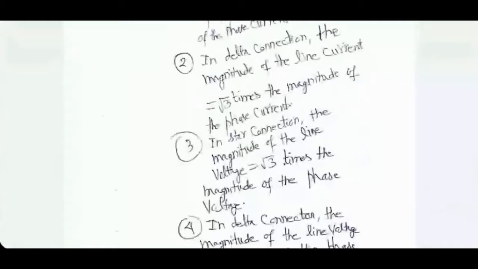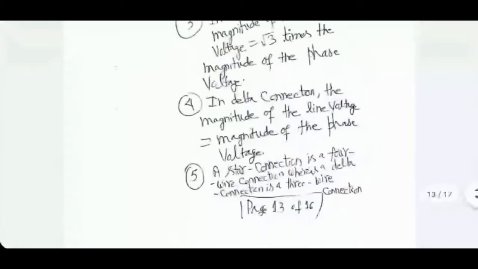In a star connection, the magnitude of line voltage is higher compared to phase voltage. In delta connection, the phase voltage and line voltage have the same magnitude. Some things that we have done, but it is a reminder, basically.